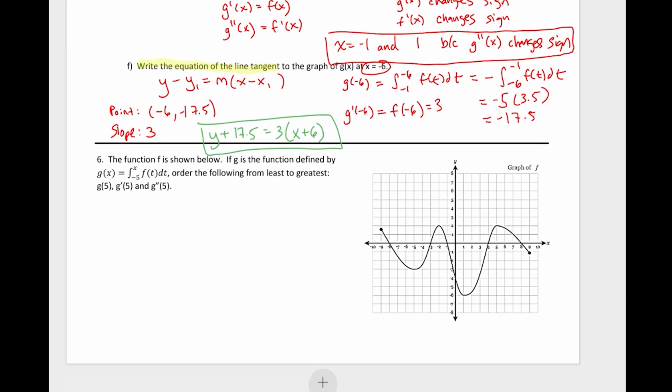Okay, let's do the last problem. Number 6 says a function f is shown below. If g is the function defined by, and again, we've got this function defined as an integral. Seen a lot of these. Order the following from least to greatest: g5, g prime 5, and g double prime 5. So let's see if we can evaluate each one of these, and we'll evaluate them all separately. So let's start with g5.